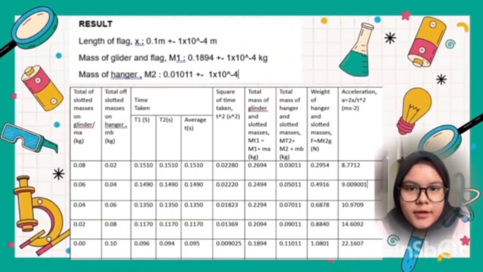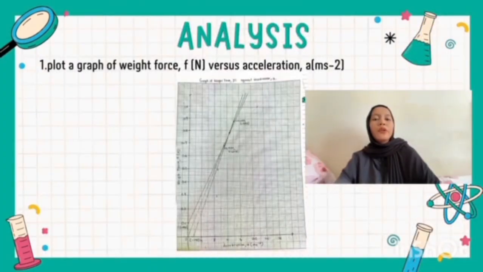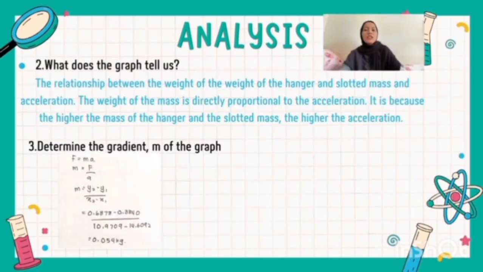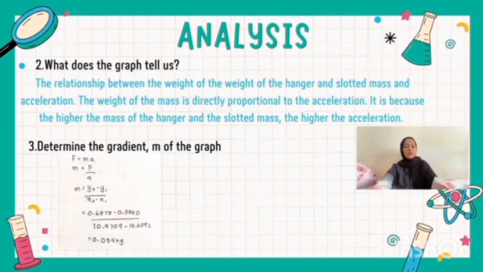So this is the result of the experiment that we got. And also, I have provided you a graph for experiment 4. The first analysis is, what does the graph tell us? The relationship between the weight of the hanger and selected mass and also acceleration. The weight of the mass is directly proportional to the acceleration, because the higher the mass of the hanger and the selected mass, the higher the acceleration.